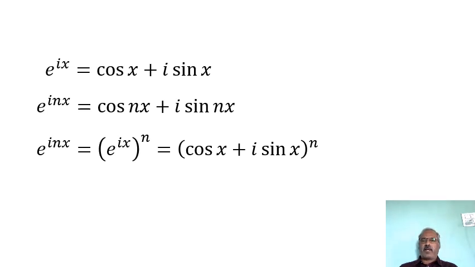e raised to i nx is also e raised to ix, raised to n. So equivalently, we will have e raised to i nx as cos x plus i sin x, whole raised to the power n. Now this is the one from which we can derive many of the trigonometric identities related to what we have already seen.